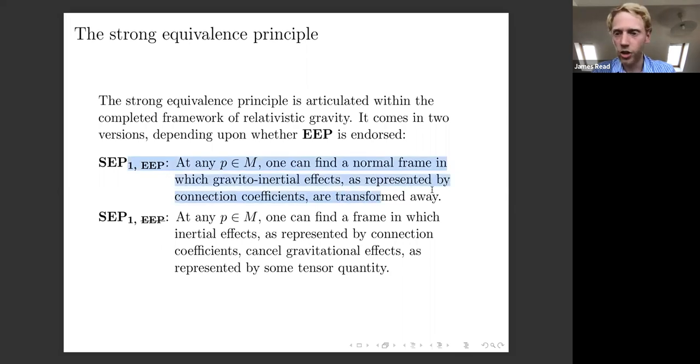Great, so that's the geometrized version. But we also have a degeometrized version, i.e. SEP1, but where EEP is not endorsed. And this takes it to a slightly different form.